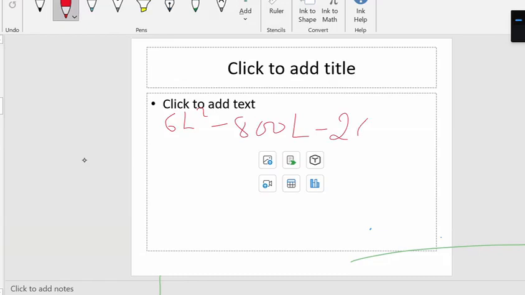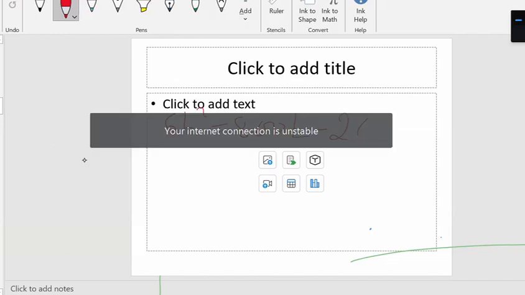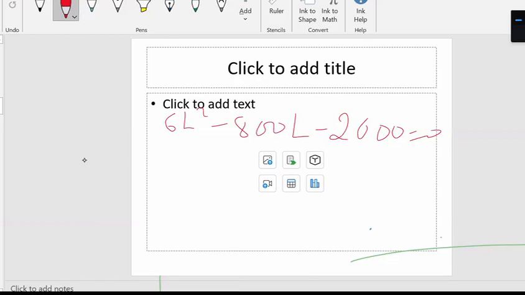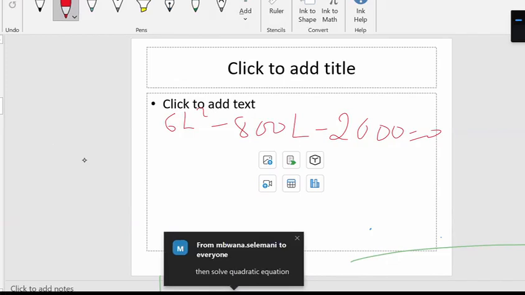Sasa that is another way you can do. Hata ile ambayo tulikuwa tunataka kufanya is also another way, sawa? But this is the simplest. So by quadratic equation, hapo ni minus 800 L. Nane hiyo hiyo. Okay, fine. Alisahau zero hiyo.